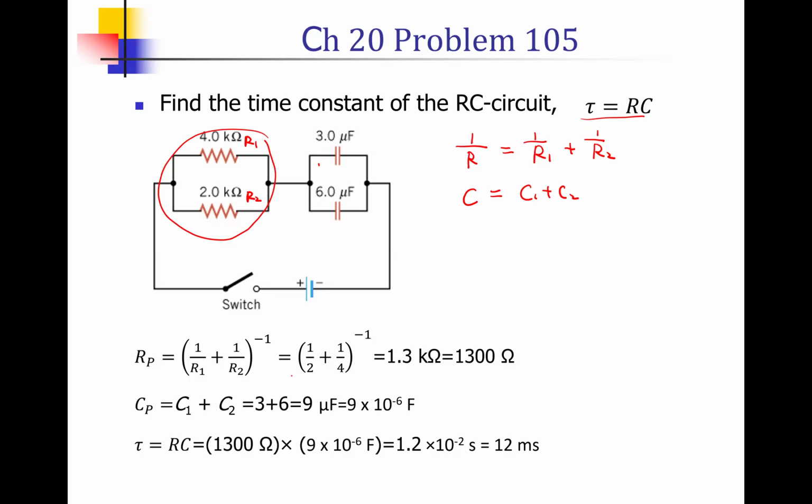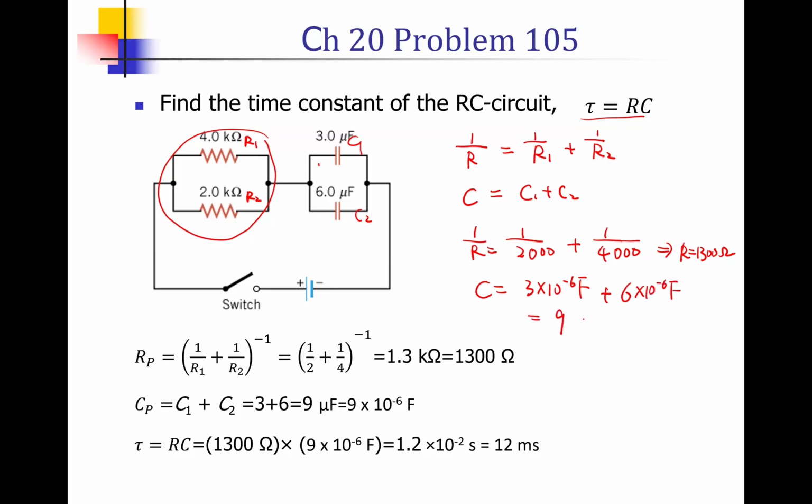So calculating R, we have kilo. 1 over R will be equal to 1 over 2,000 plus 1 over 4,000. Kilo is 1,000. And then you are going to get your R, it's 1,300 ohm, okay? And then you'll get your C will be 3 times 10 to the power of negative 6 farads, C1, plus C2, 6 times 10 to the power of negative 6.